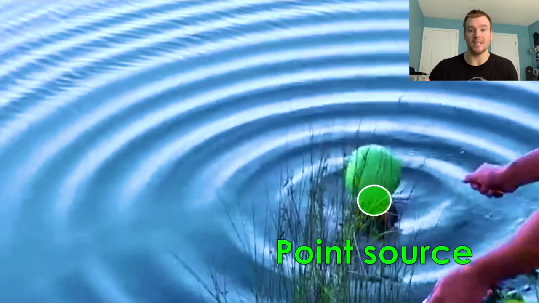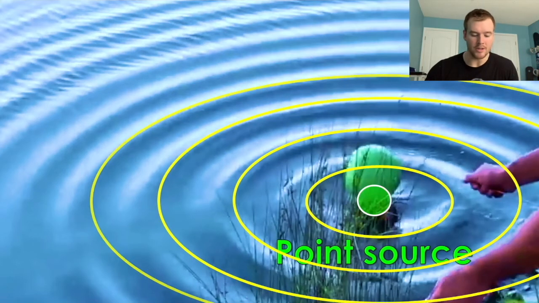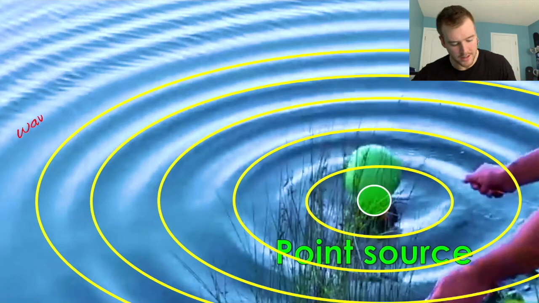It'd be similar if you had a speaker which was making sound coming out from that position. Now we can see also these rings coming out from that point source, and they're getting bigger and bigger and bigger. What we're going to call those is wave fronts.